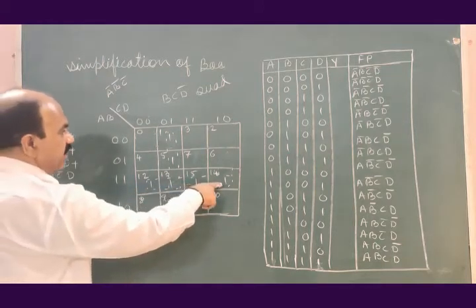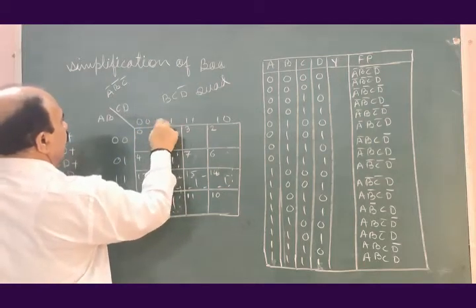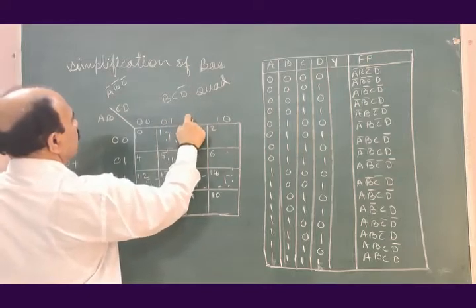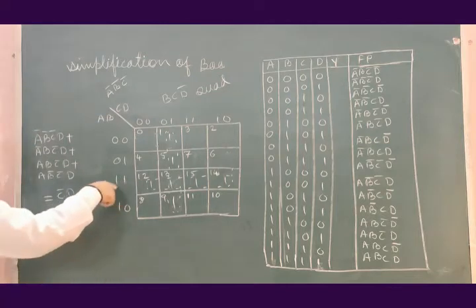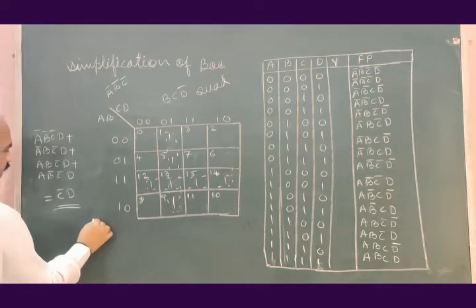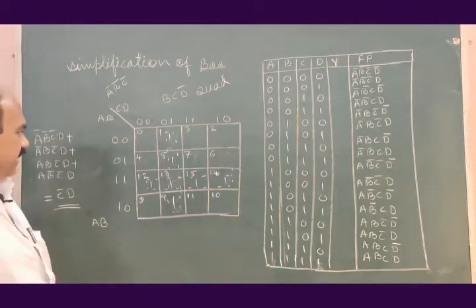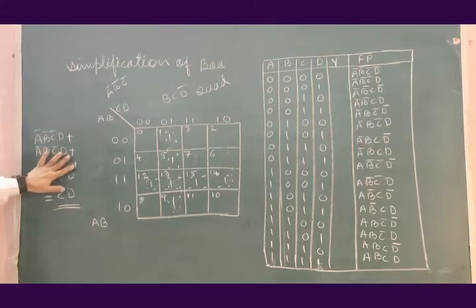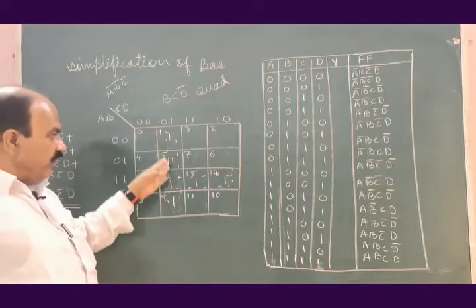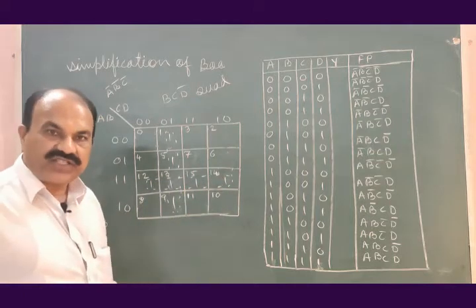If we select this quad, what will happen? This will change form, will go away. This will change form, will go away. This will change form, will go away. C and D both will go away, and the equation for this quad will be simply A, B. If we write the equation for these four ones, it will be like this. Fundamental products will be different. This is a group of four ones vertically adjacent. This is a group of four ones horizontally adjacent.